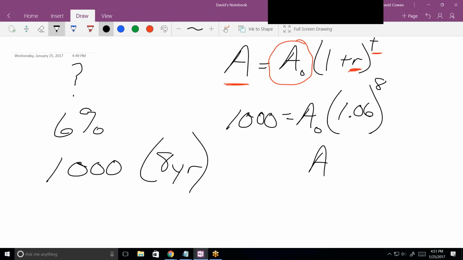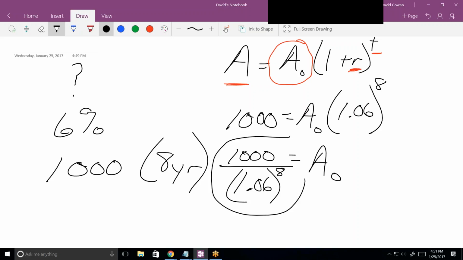So A sub 0 equals 1,000 divided by 1.06 to the 8th power, and you can get that number off your calculator. Okay.